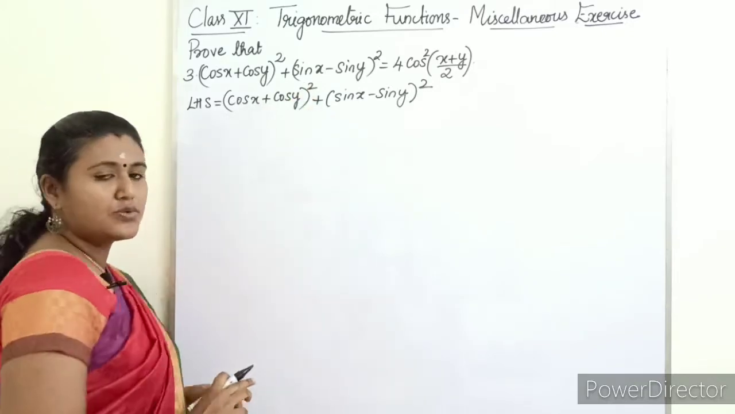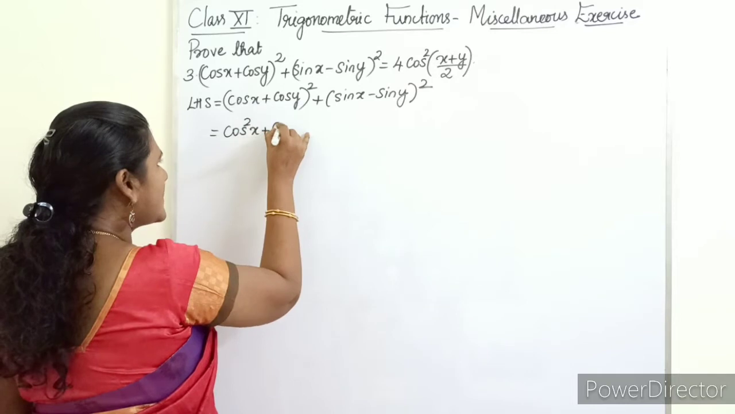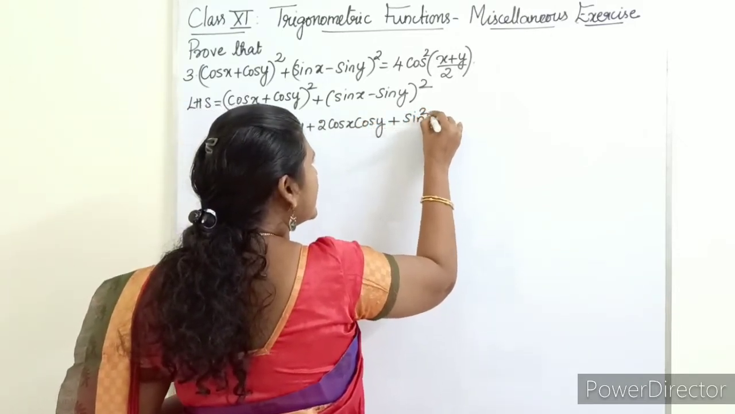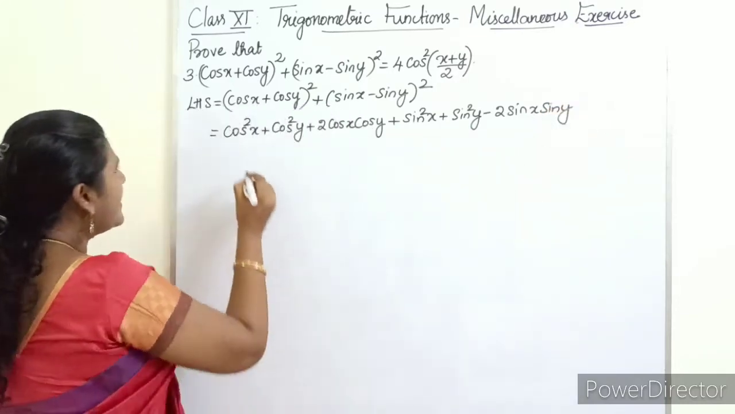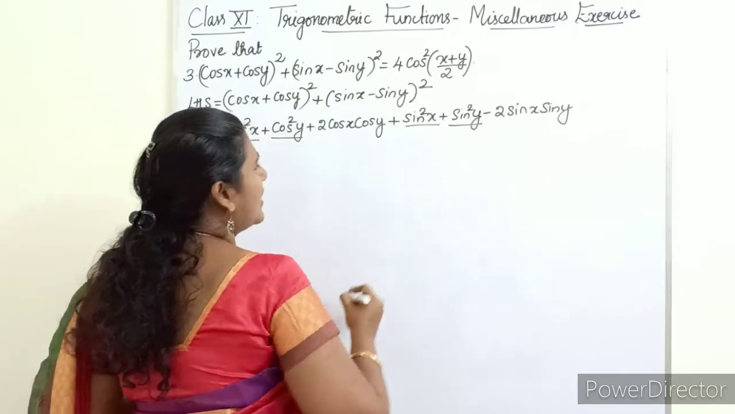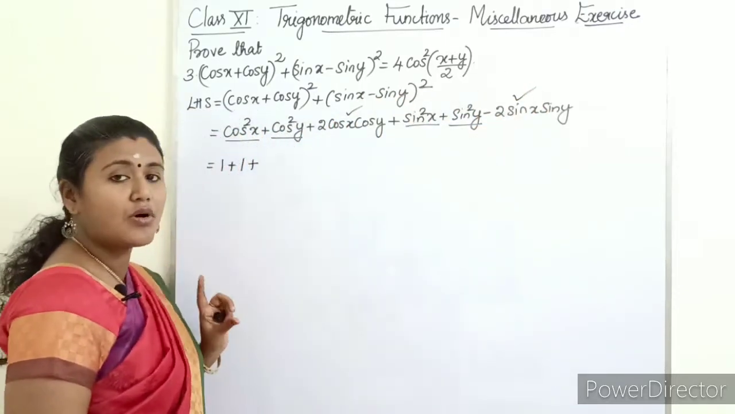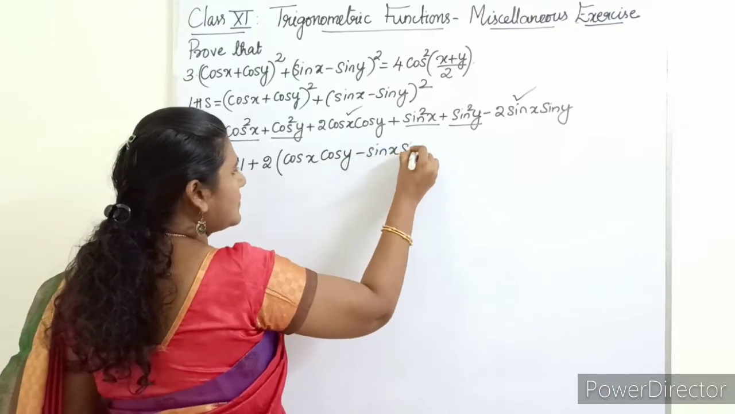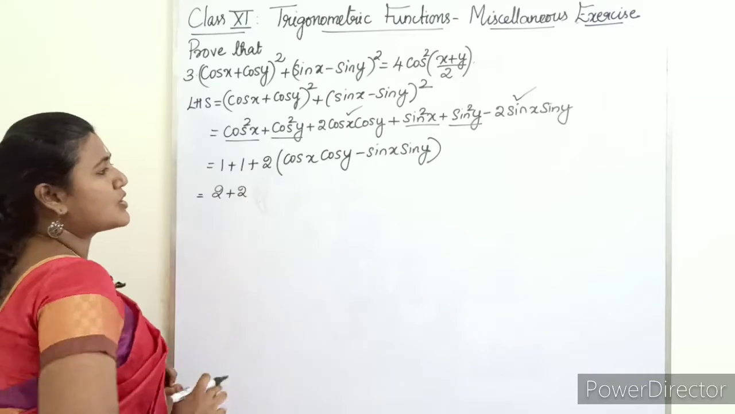So here we are going to expand using the (a plus b) the whole square identity and the (a minus b) the whole square identity. So we will get cos square x plus cos square y plus 2 cos x cos y. Similarly, the second term, sin square x plus sin square y minus 2 sin x sin y. Now we will simplify here. Cos square x plus sin square x, what is the identity? 1. Similarly, we have cos square y and sin square y. So cos square y plus sin square y is also 1. And from the remaining two terms, we can take 2 common outside. Okay. So 2 into (cos x cos y minus sin x sin y). Now we will simplify this, that is 1 plus 1, that is 2, plus 2 into, what is this expression actually? Cos x cos y minus sin x sin y.